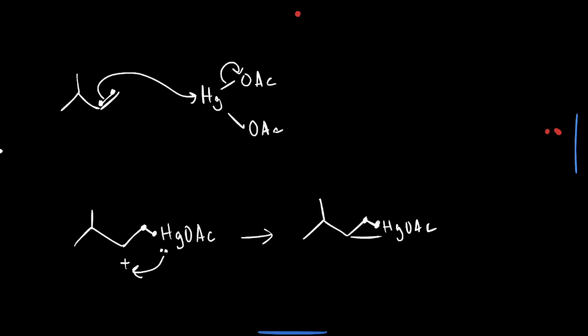So let me draw this a bit better. Right, hopefully that looks better. I can also just redraw it once here just to make it look a bit nicer, right? We can have our HgOAc, where our mercury is bonded to both carbons, something that looks something like this. All right.